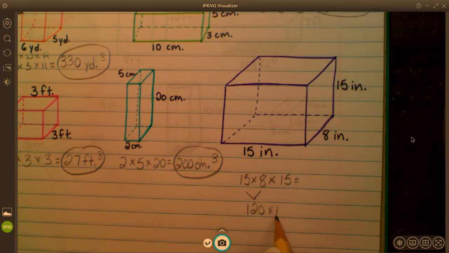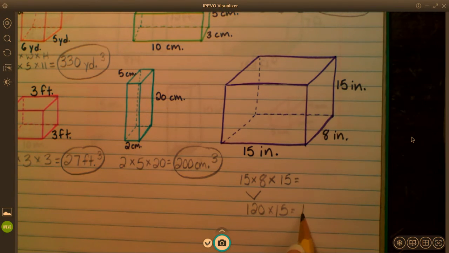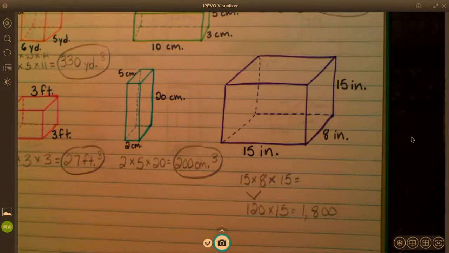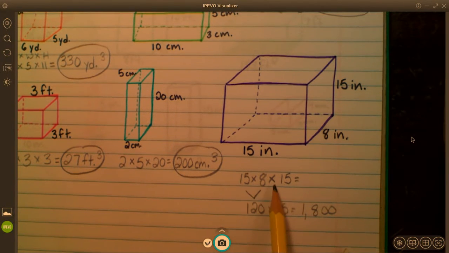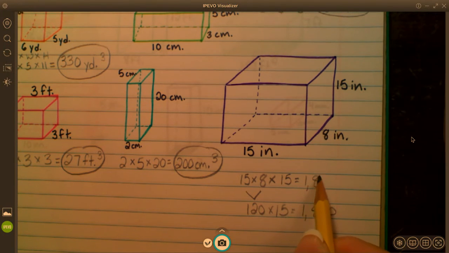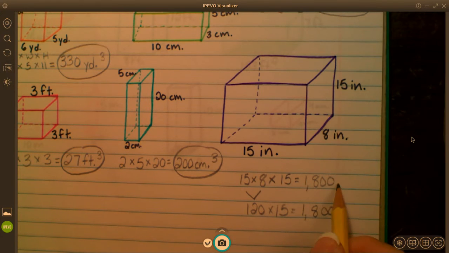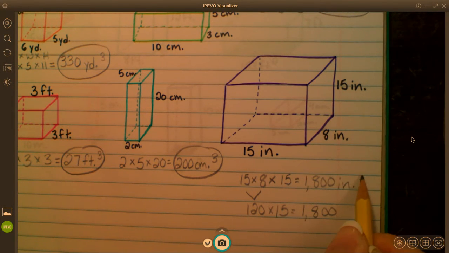And then I need to multiply that by 15. 120 times 15 equals 1,800. So my answer, 15 times 8 times 15, is 1,800 inches cubed.